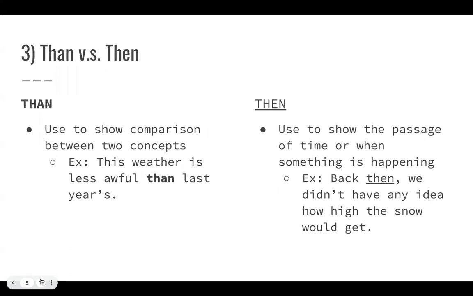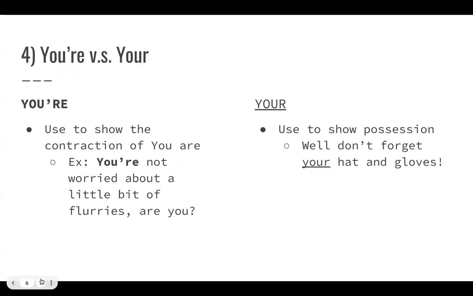Than versus then. Than is used to show comparison between two concepts. This weather is less awful than last year's. Then with the E, often again pronounced the same in Midwestern English, is used to show the passage of time or when something is happening. So, for example, back then, we didn't have any idea how high the snow would get.